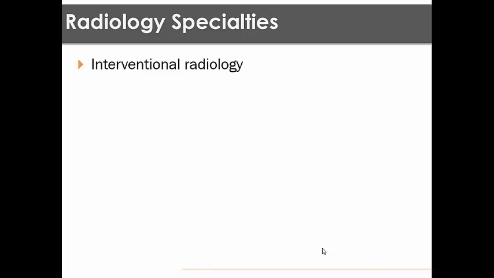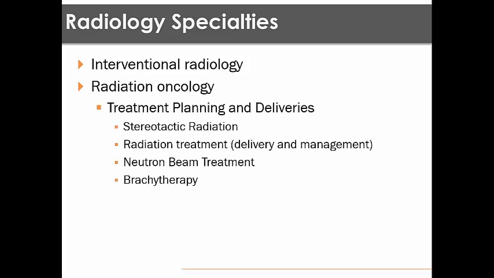Okay, so your radiology specialties, you have interventional radiology. It's when radiologists can go in and try to treat a problem using the radiology techniques that they've learned, like clearing arteries or veins. You have your radiation oncology, which we've already talked about. Those radiation oncologists develop the treatment planning and delivery methods for patients being treated for malignant neoplasms. They have stereotactic radiation, radiation treatment, neutron beam treatment, and brachytherapy, which are just a few of the things that they can do. And also radiologists can specialize in nuclear medicine.